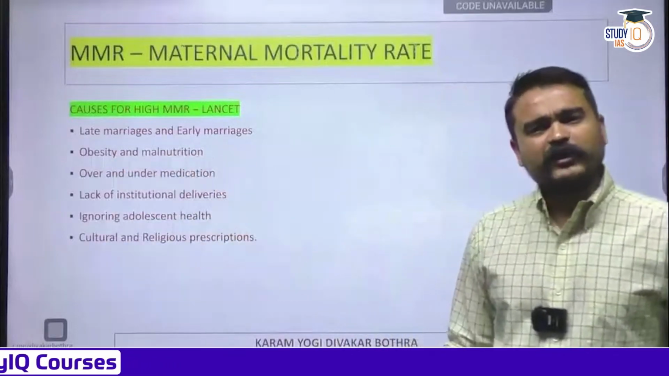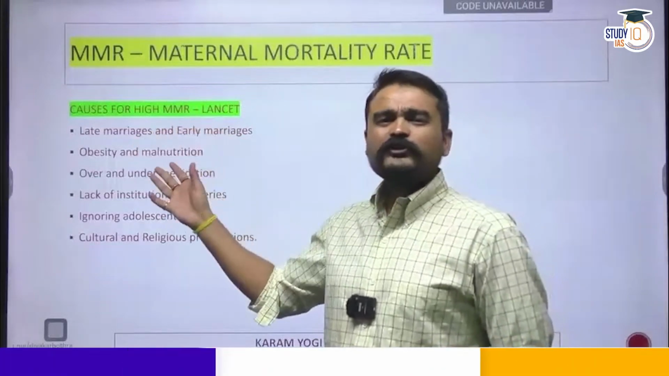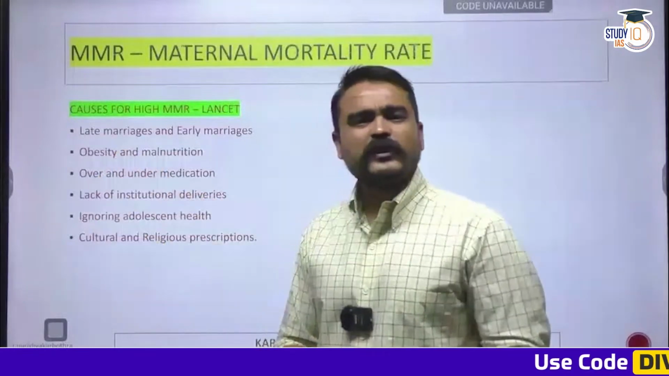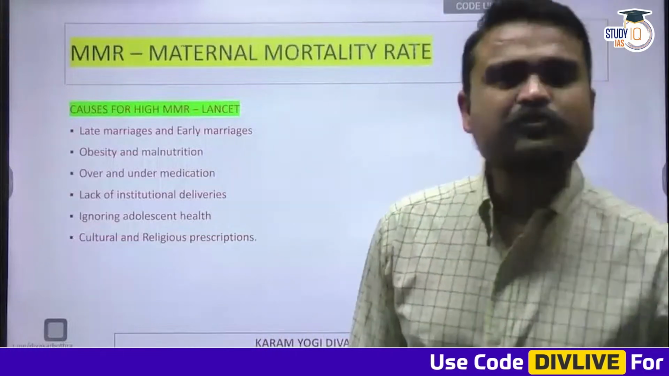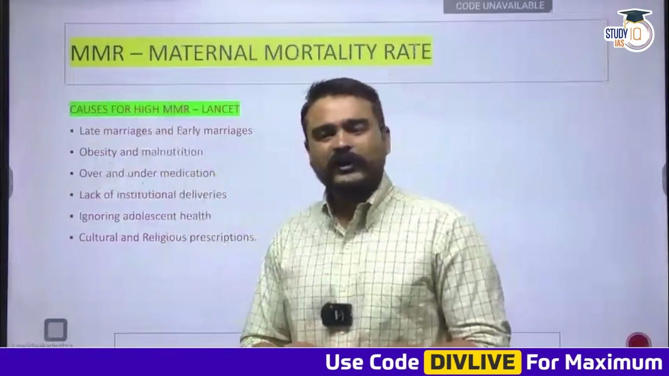Obesity and malnutrition. Many women are obese. Malnutrition can be underweight and overweight. Both are malnutrition. Even an obese person is malnourished. Even a person who is undernourished is malnourished. These factors are also responsible. It weakens the woman's health or compatibility with a child.